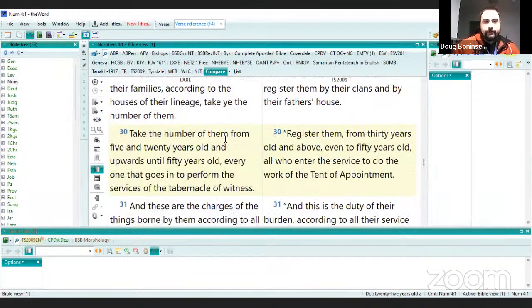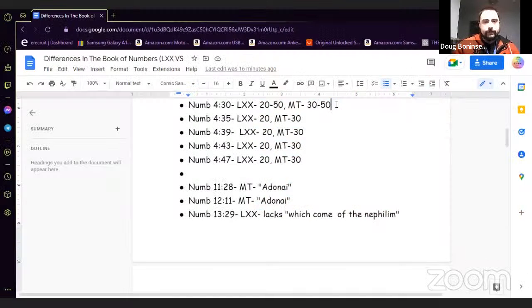Take the number of them from 25 years old. Oh, my bad. It is 25. Man, that must have been a typo of mine. So it is 25. 25 years old and upwards unto 50 years old, everyone that goes and performs the services of the tabernacle witness. And again, the Masoretic has it changed to 30 years old for some reason, which again doesn't make sense with Numbers chapter 8 saying 25 in both versions. So again, you would have a problem there.